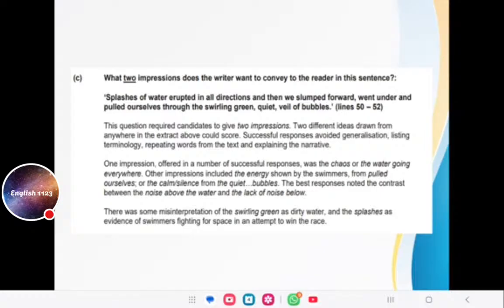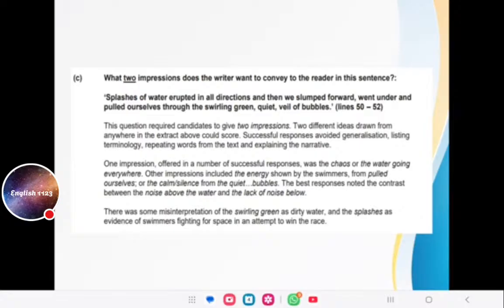See, this is the thing that you have to see. First thing is, splashes of water erupted in all directions. Life is quite busy on the surface of the sea. Whereas when you pull yourself towards the bed of the sea, you see that life is a swirling green, quiet veil of bubbles. So basically, the writer is trying to give an impression that life on the surface of the water and underwater are two totally different worlds.